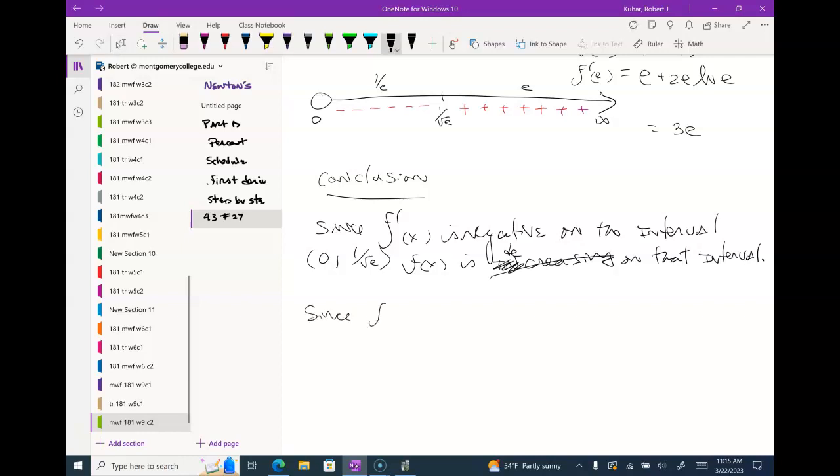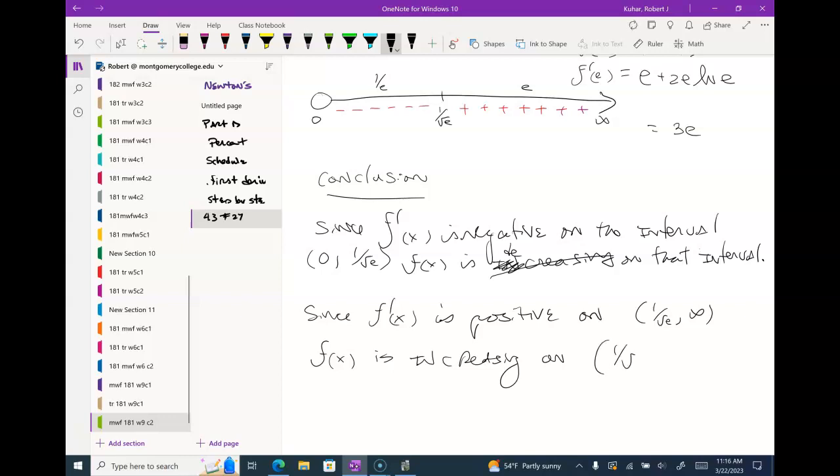Since f prime of x is positive on 1 over square root of e to infinity. And by the way, these intervals will always be open intervals. They'll never be closed, okay? Since f prime of x is positive on the interval from 1 over square root of e to infinity, f is increasing on that interval. There's my increasing, decreasing conclusion.